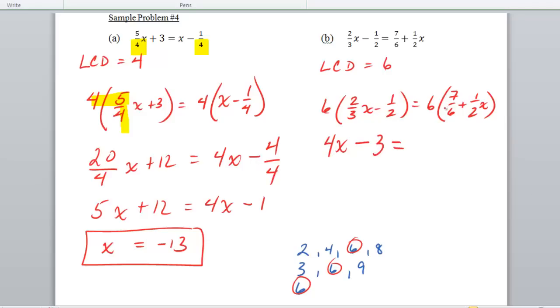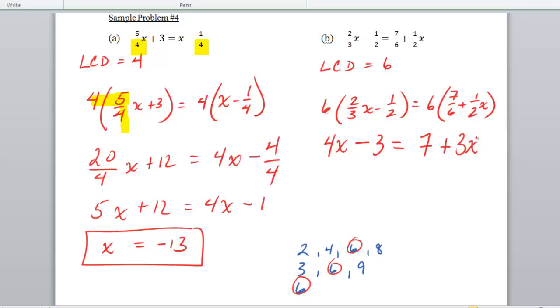Now this is pretty simple because the 6's are simply going to cancel out. But let's watch what happens. 6 times 7 is 42. 42 divided by 6 is simply 7. And now 6 times 1 is 6, divided by 2 is 3. And of course, we bring in the x with that.